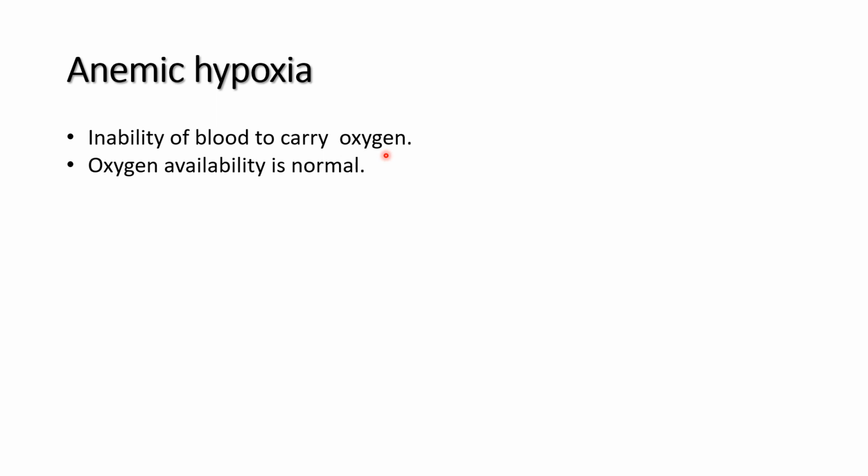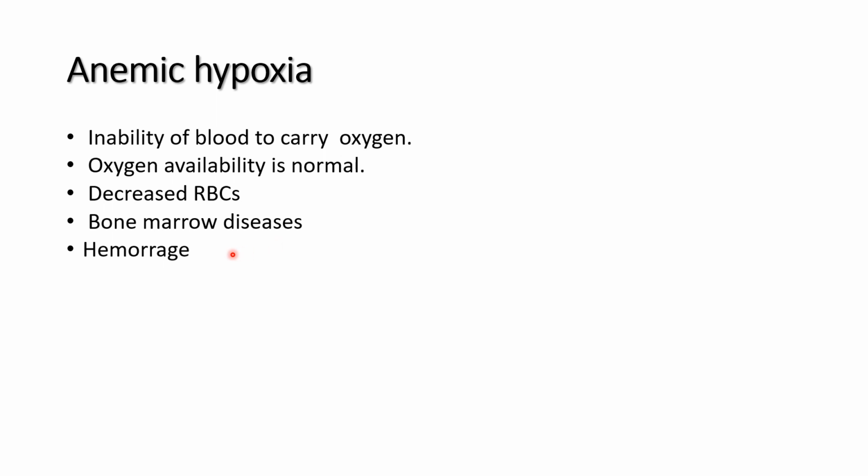In anemic hypoxia, there is inability of the blood to carry enough oxygen, so oxygen carrying capacity is reduced, but oxygen availability is normal. It is mainly due to a decrease in the number of RBCs. It may be due to bone marrow disease or blood loss due to hemorrhage. These conditions decrease the number of RBCs, so the oxygen carrying capacity decreases.